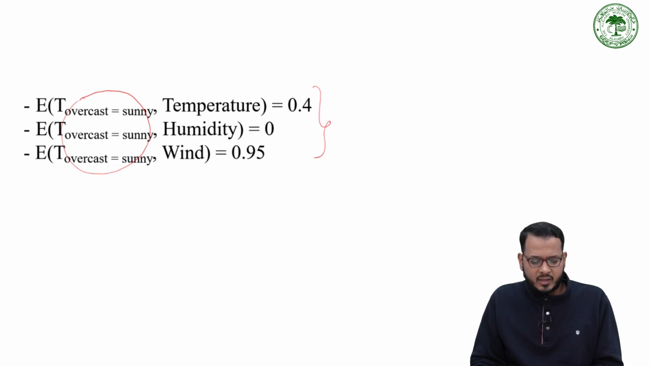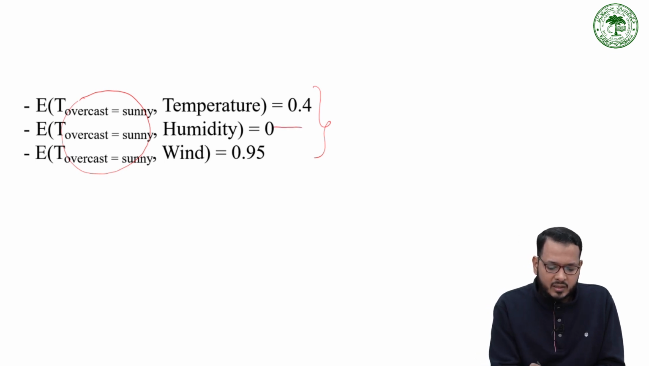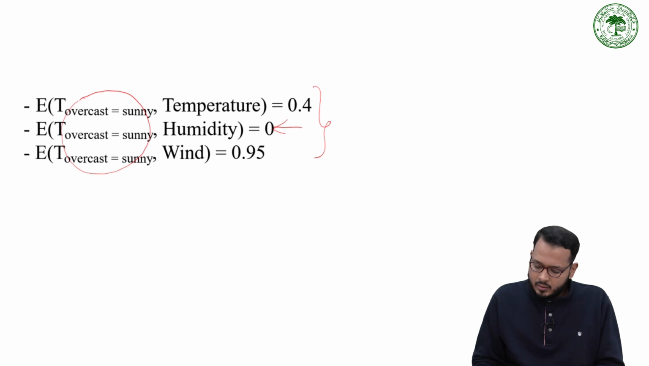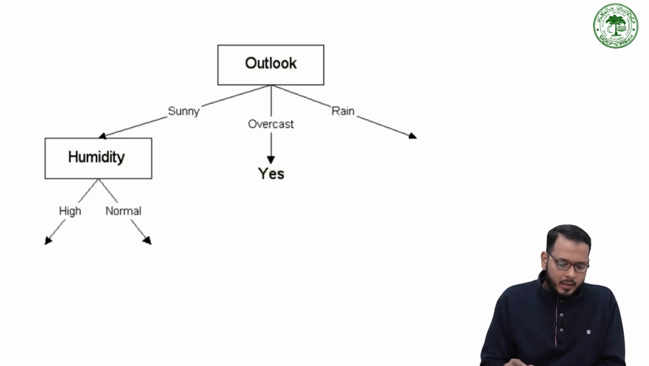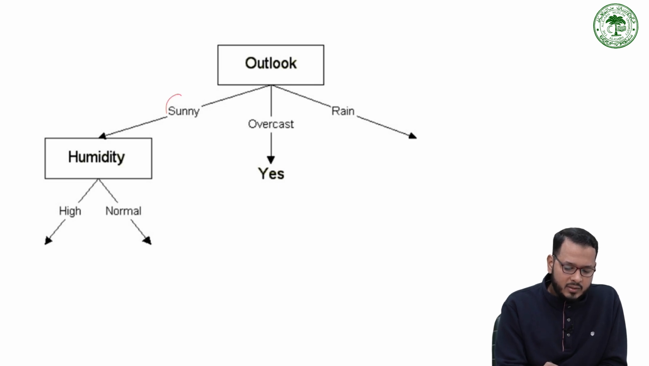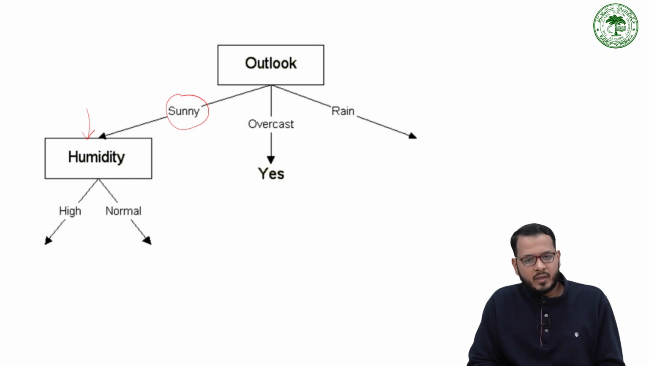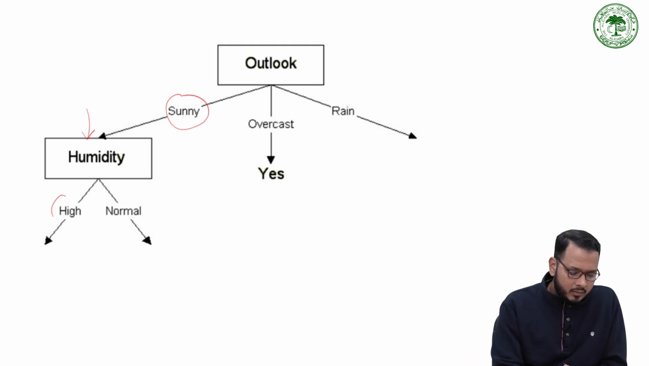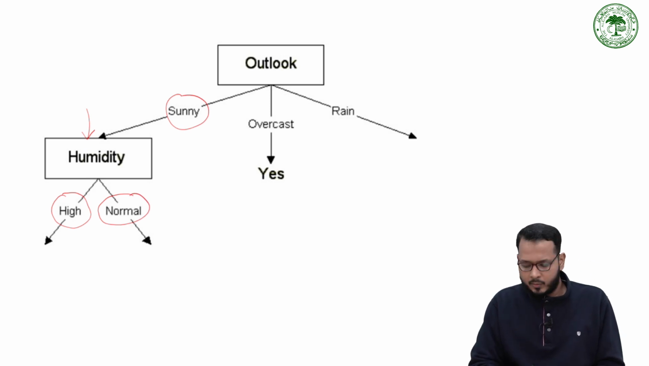It turns out, as you can see, that humidity gives us the minimum value. It means after sunny, we have to put the humidity attribute. Let's see. As you can see in this tree, when outlook is sunny, the further attribute we need to check is humidity, because for sunny partial table, humidity gives us the minimum entropy. Now further, humidity might have two values, high and normal.